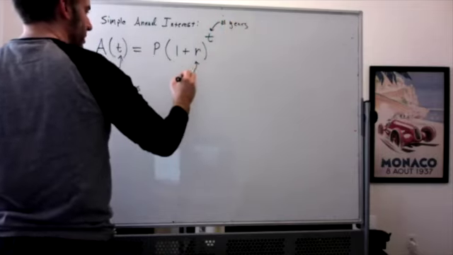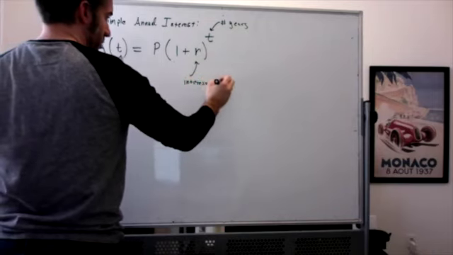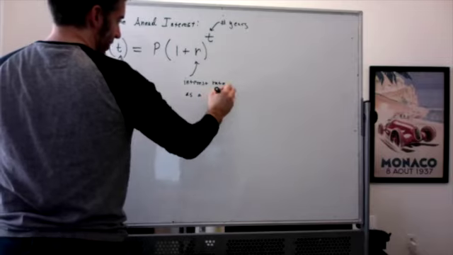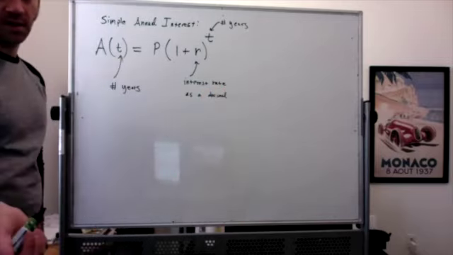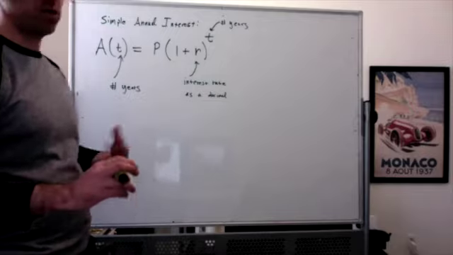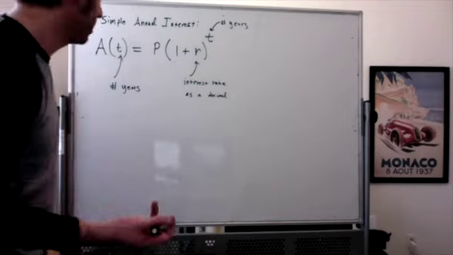R is the interest rate as a decimal. So if they say the interest rate is 5%, we're going to write R equals 0.05. If the interest rate was 23%, the R would be 0.23, etc.